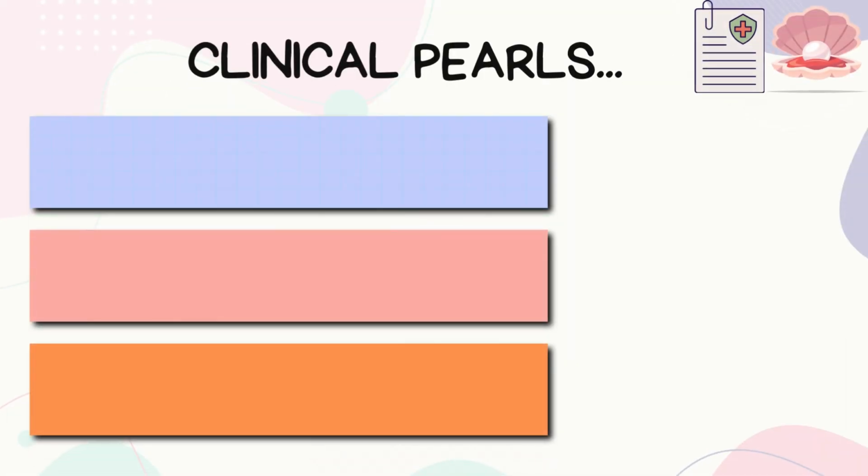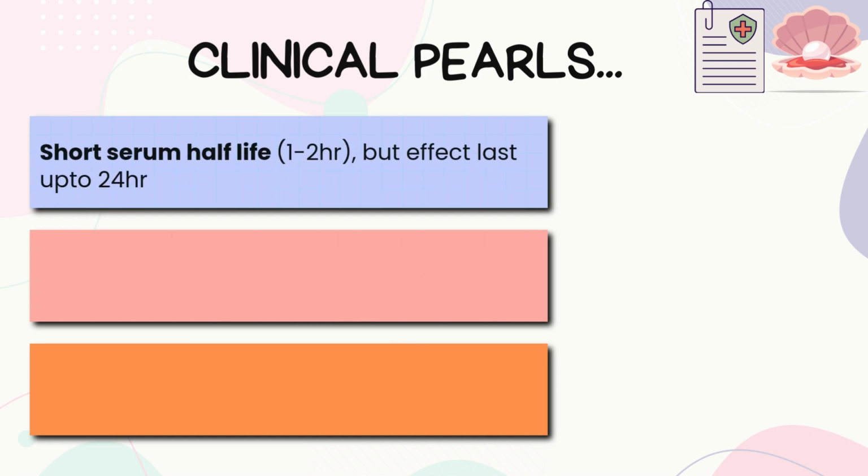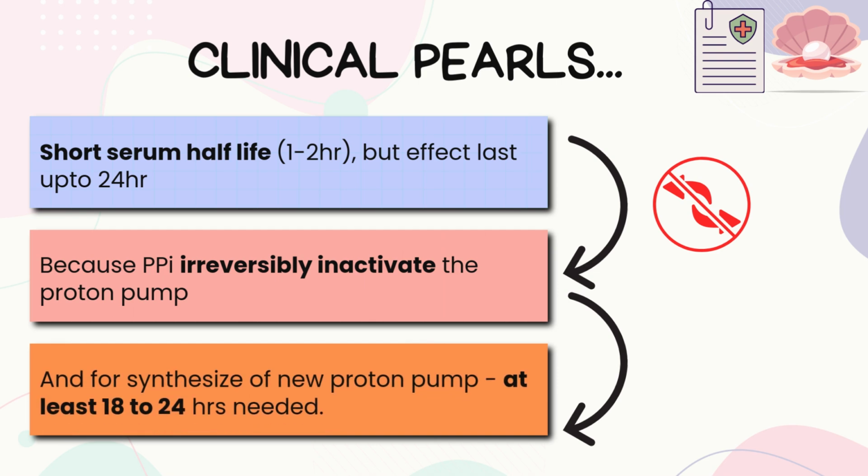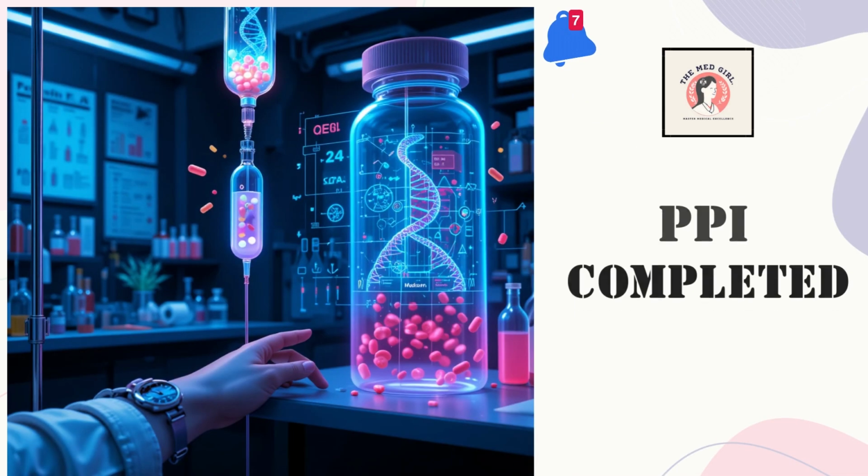Another clinical pearl drop: PPIs have a short serum half-life of about 1 to 2 hours, but their effect lasts up to 24 hours. Why is this? Because PPIs irreversibly inactivate the proton pump, and for synthesis of new proton pump, at least 18 to 24 hours is needed. That's all for today's topic on proton pump inhibitors.